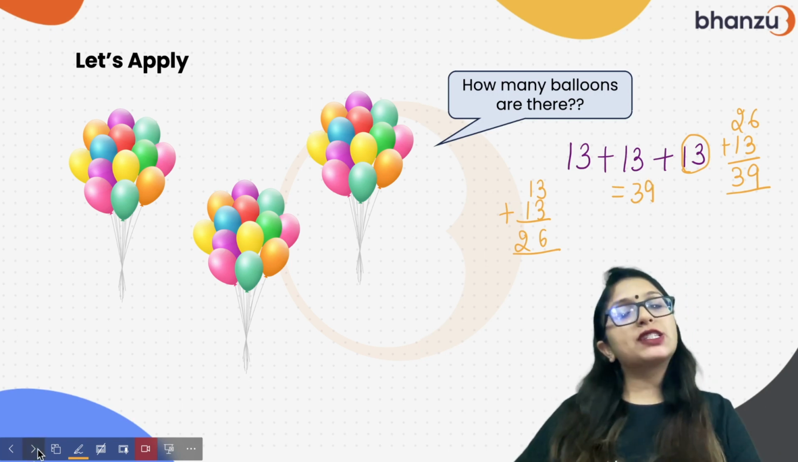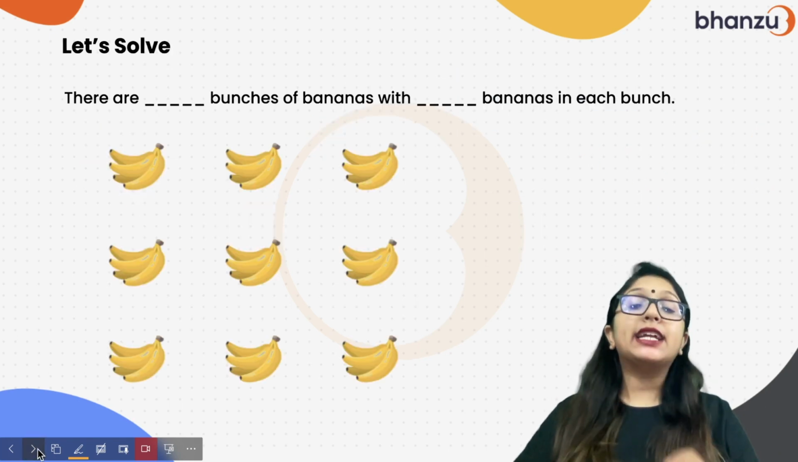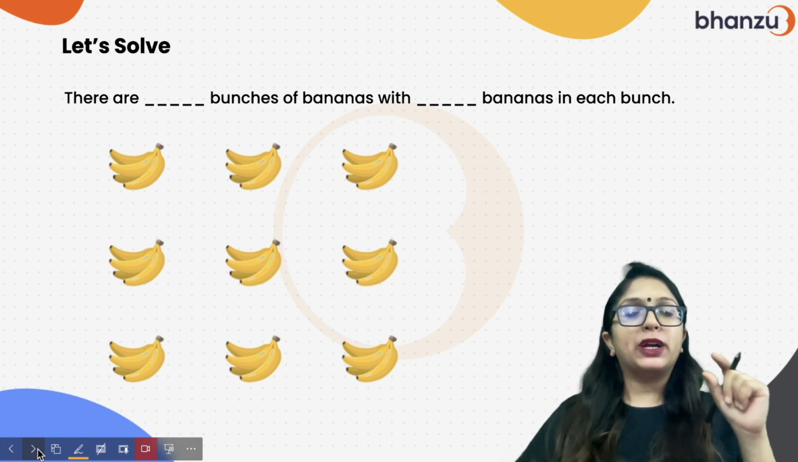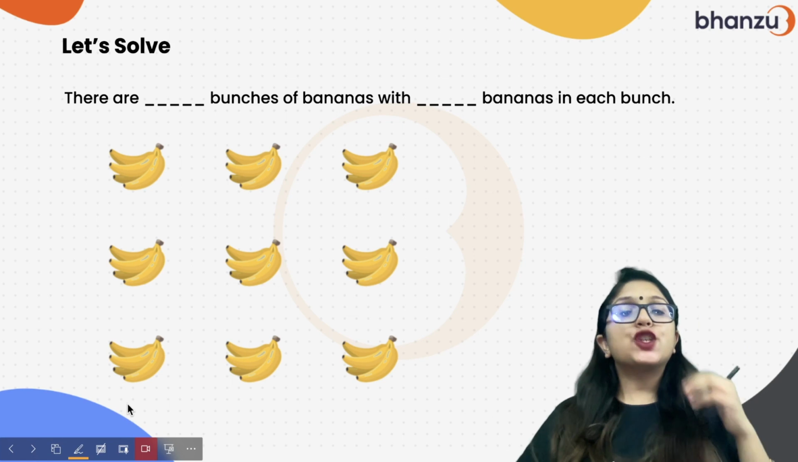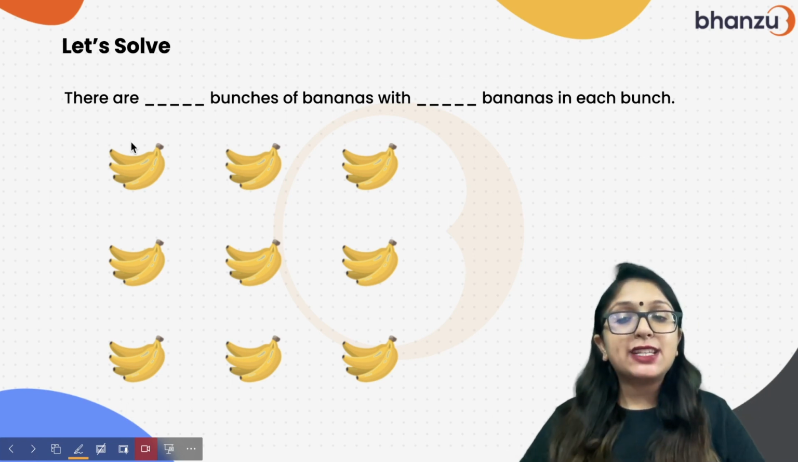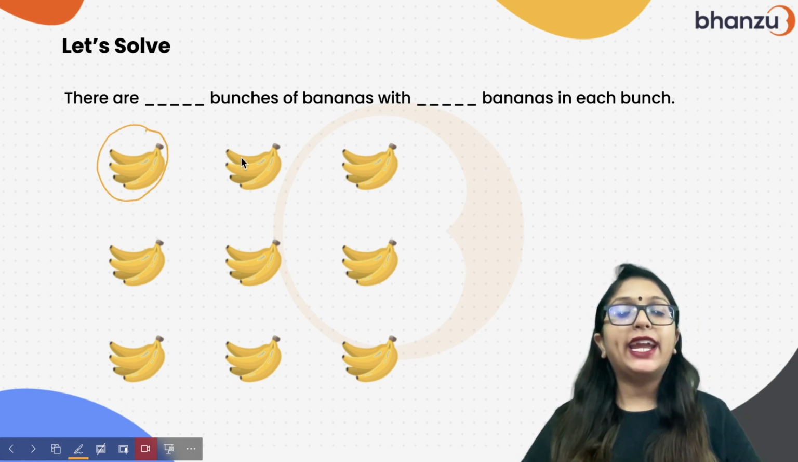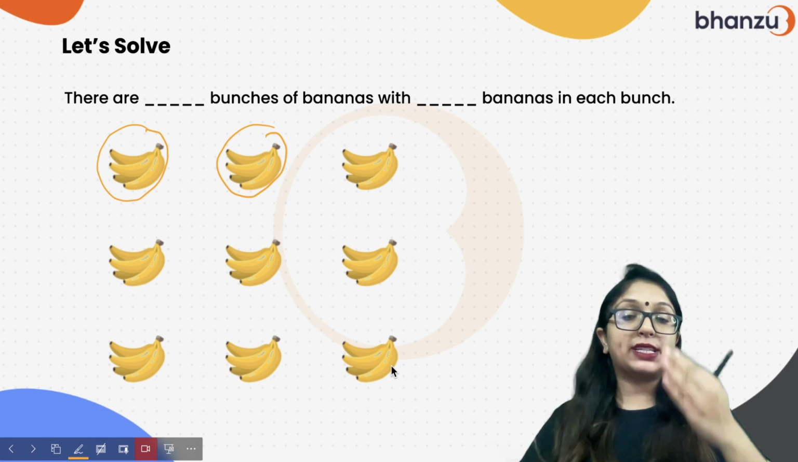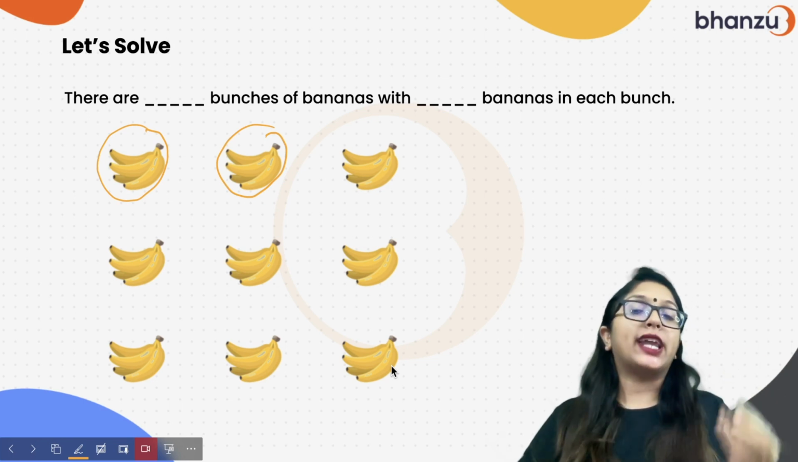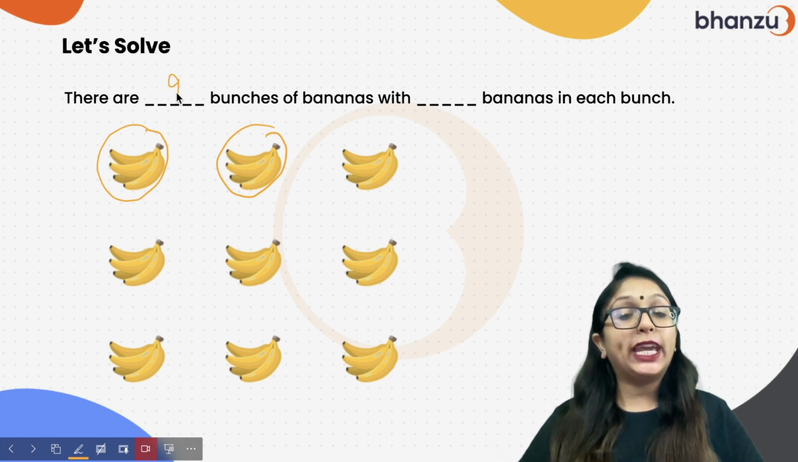Yes, let's solve some more questions. And here it says there are dash bunches of bananas with dash bananas in each bunch. So what are bunches? Bunches means these groups of bananas that you can see, right? And how many bunches are there? You can see 3 in this line, 3 in this line, 3 in this line. 3 plus 3 is 6, 6 plus 3 is 9. So there are 9 bunches of bananas, okay?